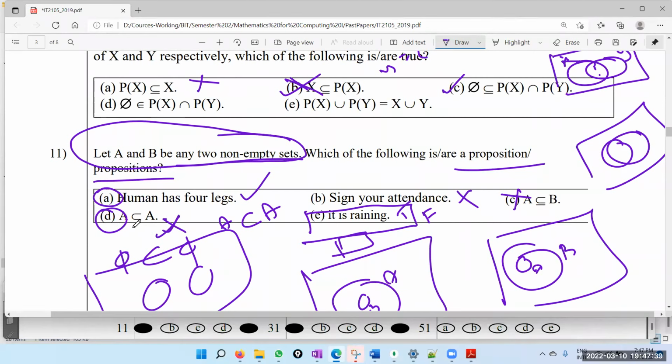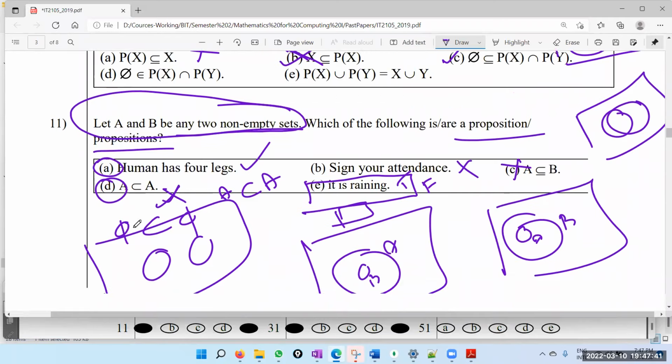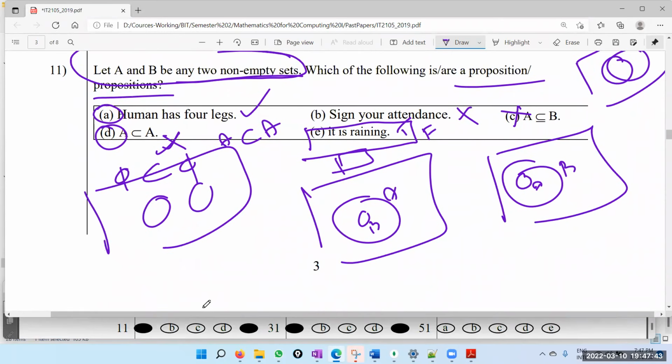So therefore, definitely I will say D is the answer. I don't see any reason why D is not the answer. For me, D is definitely the answer. But if you feel something else, let's discuss, or just do a Google search.